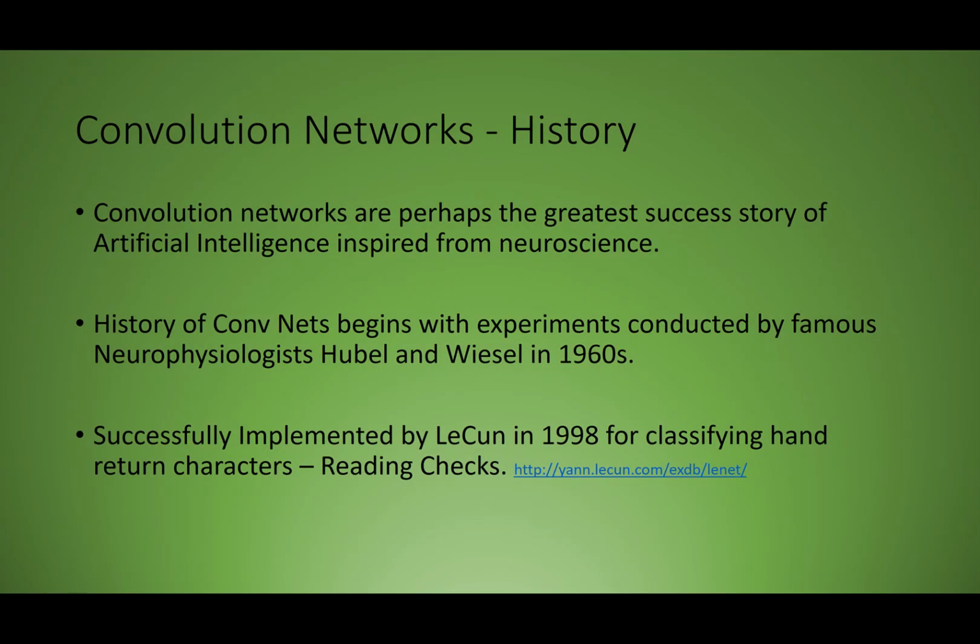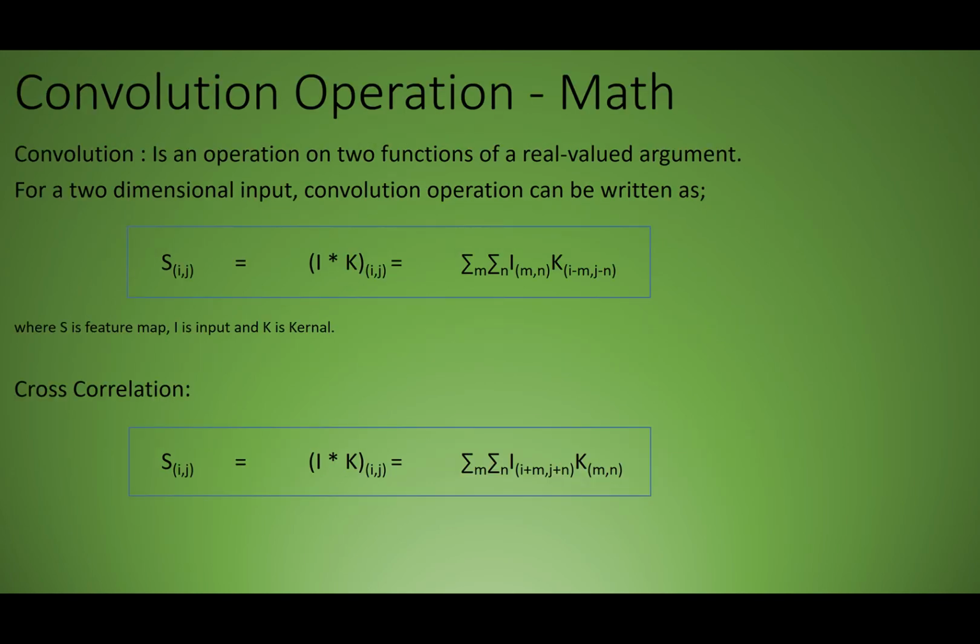It was then successfully implemented by Yann LeCun in 1998 for detecting handwritten characters, which is famously used in reading checks. Later, with the recent data and cloud exposure, CNNs became very popular with AlexNet, which was used in the ImageNet competition in 2012, where it opened doors for a lot of research and innovations in deep learning.